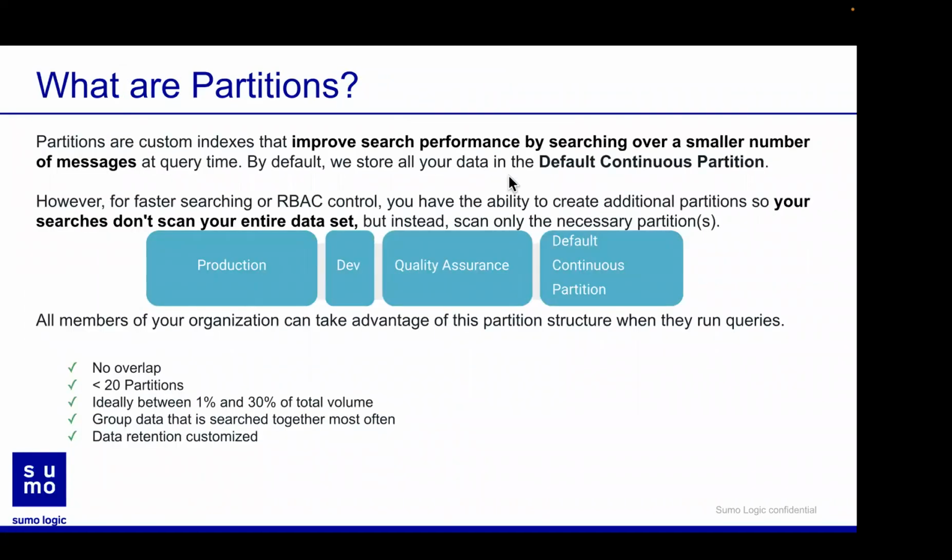So now let's talk about partitions, okay? Partitions are a pseudo boundary, a boundary that's created around a subset of data. The value of partitions is that when you query a partition, it improves search performance by searching over a smaller set. So you may only need access to production, as opposed to going against the entire object. A number of organizations can take advantage of this partition structure when they run queries. There's no overlapping, and you should have fewer than 20 partitions. It's ideally between 1% and 30% of the total value, okay?